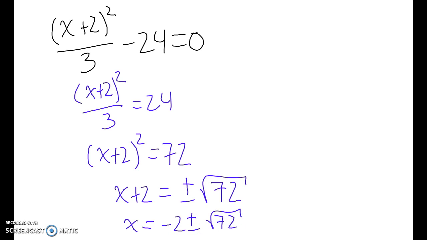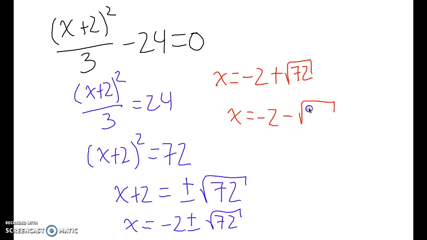And the first couple times you see this plus or minus, it looks a little weird. But remember that plus or minus is shorthand for two expressions. So it's really negative 2 plus radical 72 is one of the answers for x. And then another answer for x is negative 2 minus radical 72. Both of those are acceptable, and for shorthand we just say plus or minus, and it represents both of those quantities.